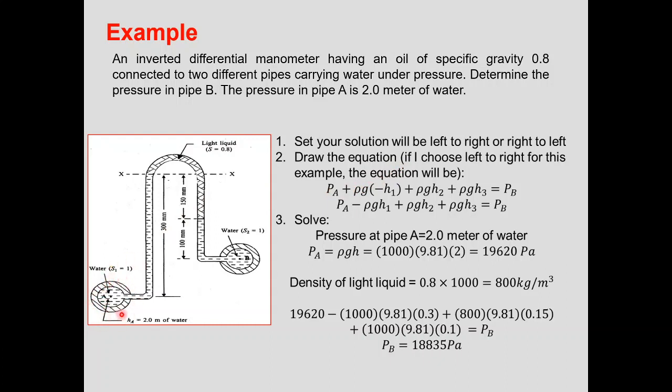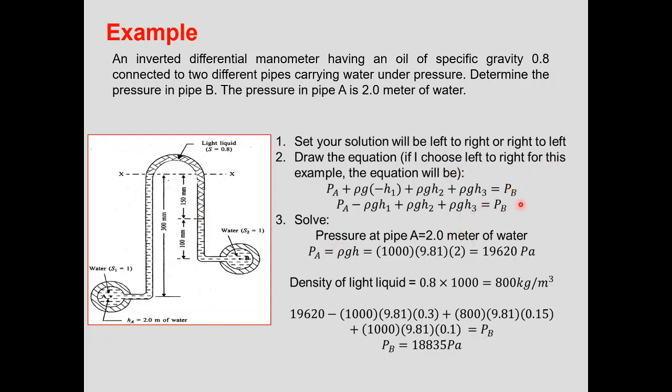So I start with PA plus rho g h1. Okay, the second location is higher than the first location, so we use the negative sign in front of the h1. Plus rho g h2, the second point is lower than the first point, so it is positive, plus rho g h3. For this time, the second point is lower than the initial point, so it is positive, equal to PB.